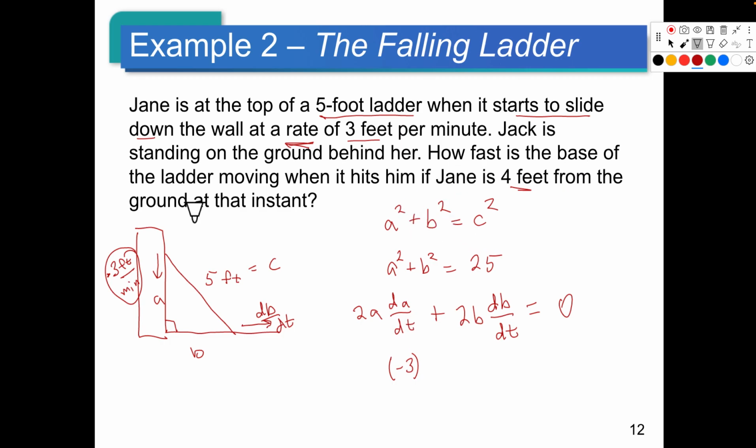How fast is the base of the ladder moving when it hits him if Jane is 4 feet from the ground? So Jane is 4 feet from the ground, so that means she's at the top of the ladder. And I guess at the very top, although they tell you don't stand on the top, right? This is a safety warning, but she must be standing on the top. So she's at 4 feet, so that means, what about A? A is 4 at this instant.